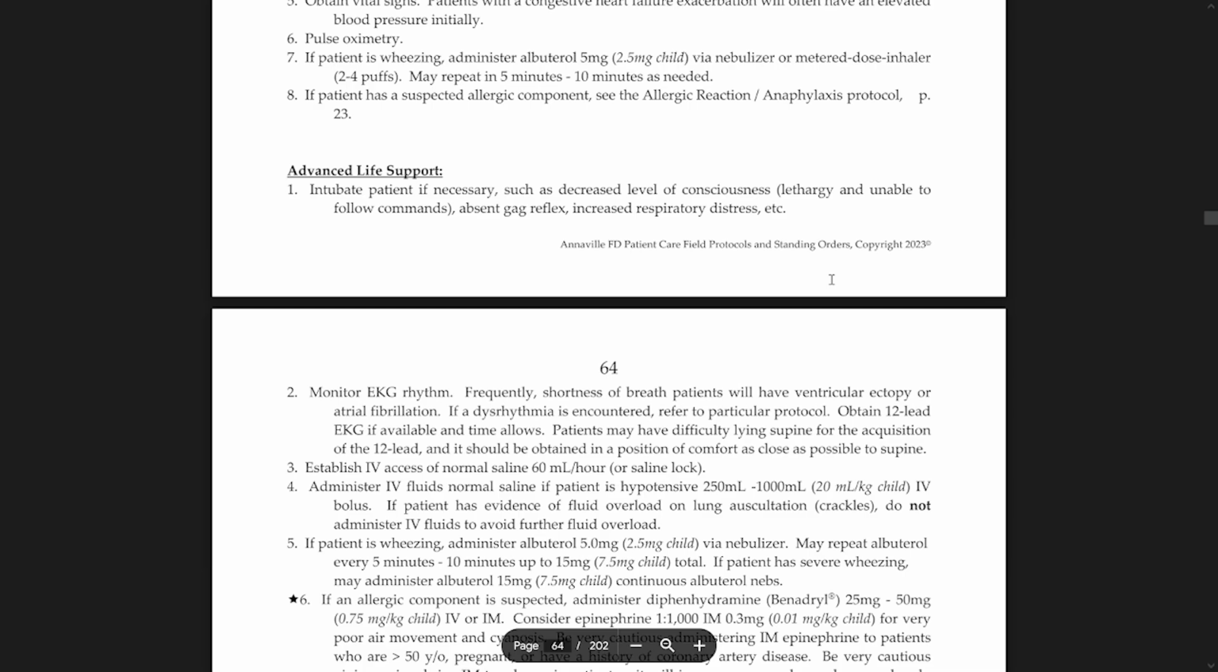For advanced life support, you want to intubate the patient as necessary, such as if they have a decreased level of consciousness, lethargy, are unable to follow commands, have an absent gag reflex, and increased respiratory distress, etc.